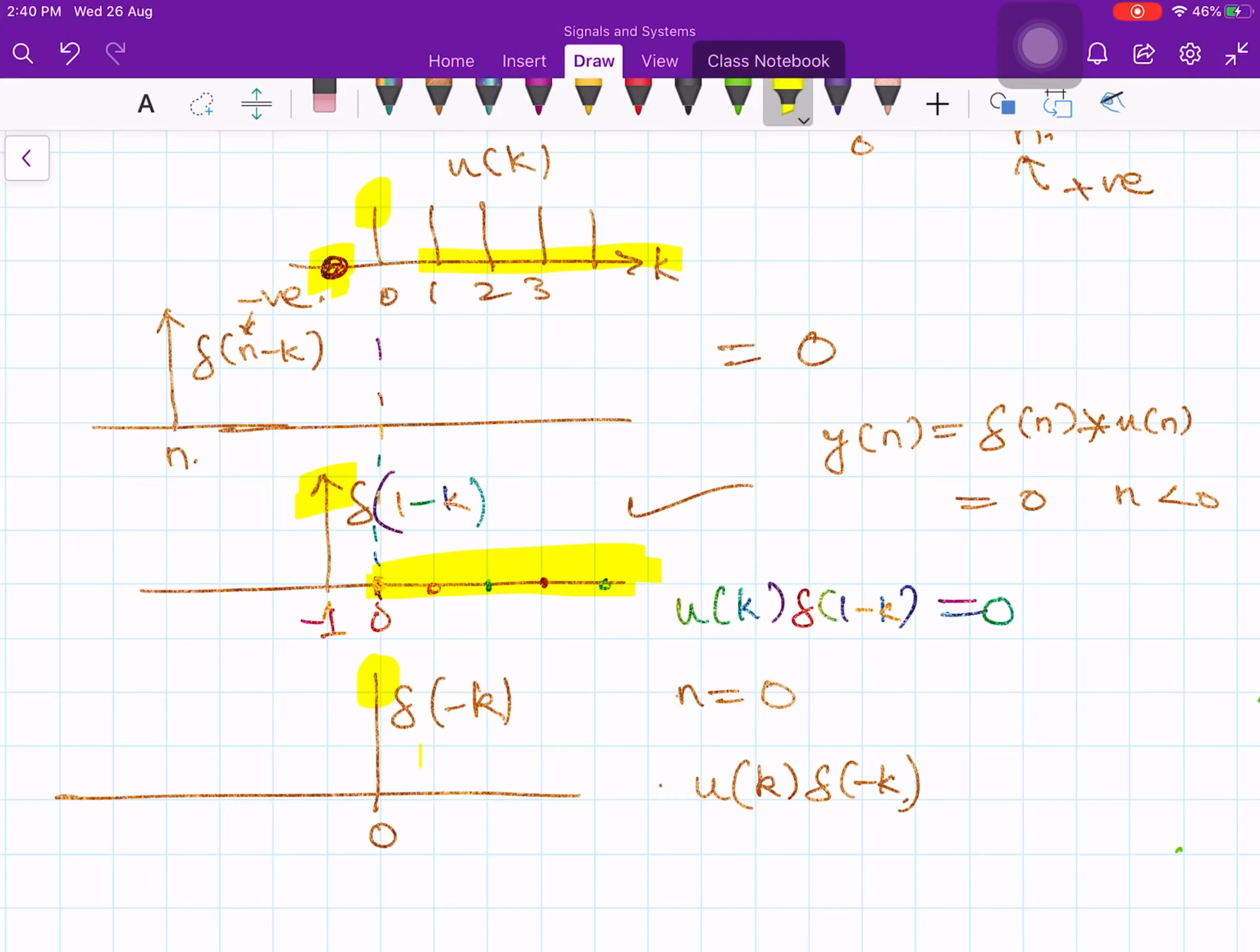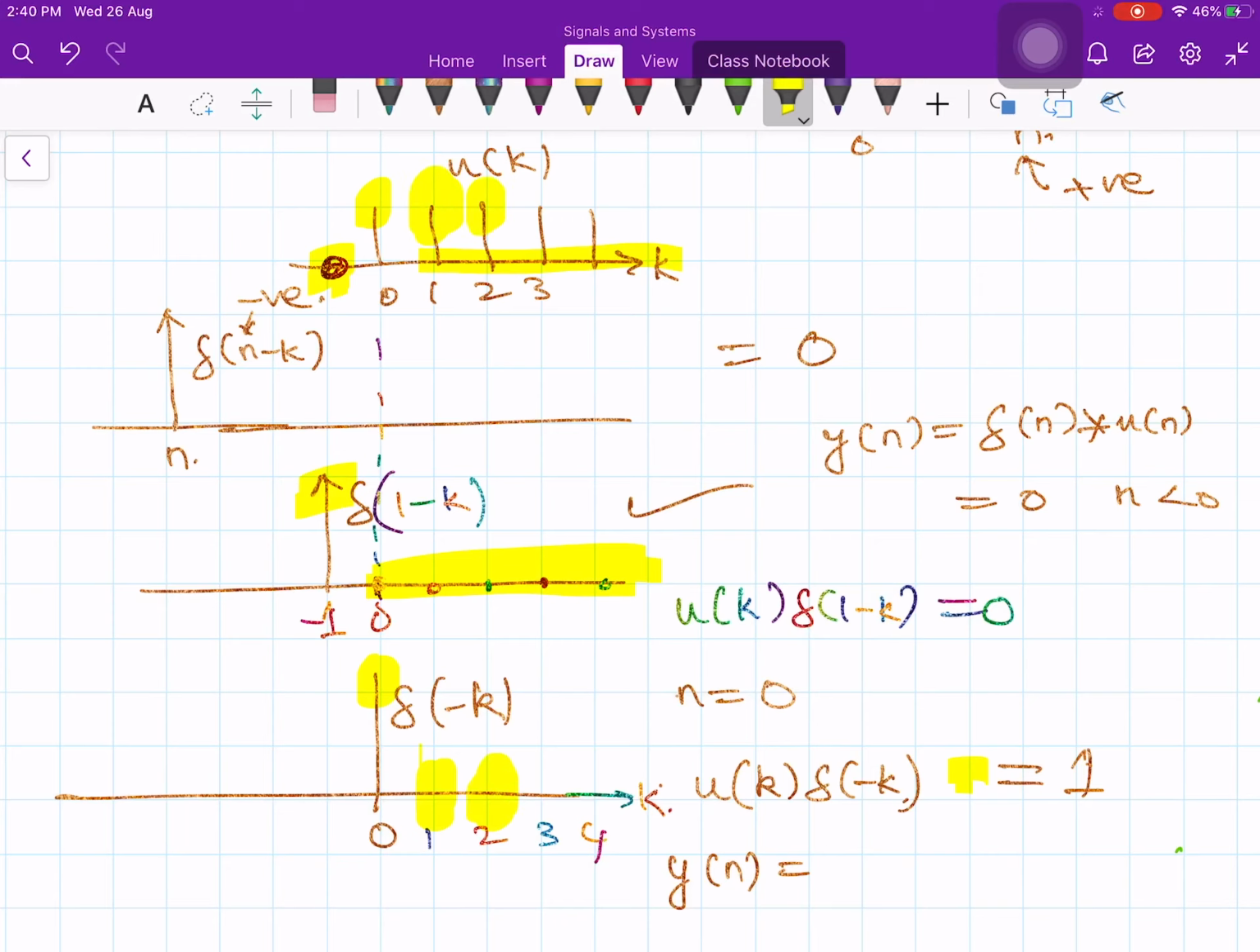It is equal to 1. Therefore your y of n is equal to 0 in the rest of all the places. Why? See, here I have 0, here I have 1, here at n equals 1, 2, 3, 4, this is k. So here it is 0 and here it is 1, here it is 0 and here it is 1. So there is no overlap actually.